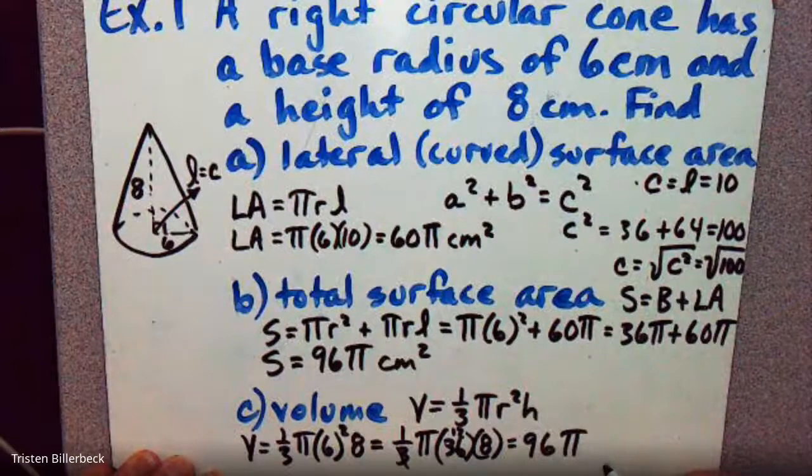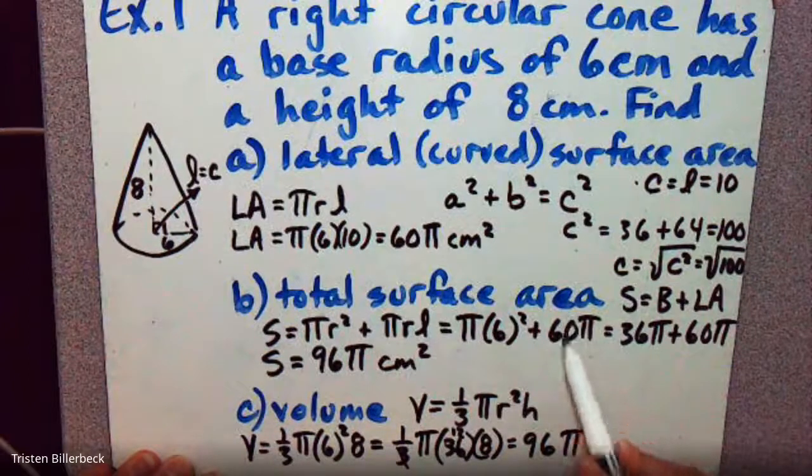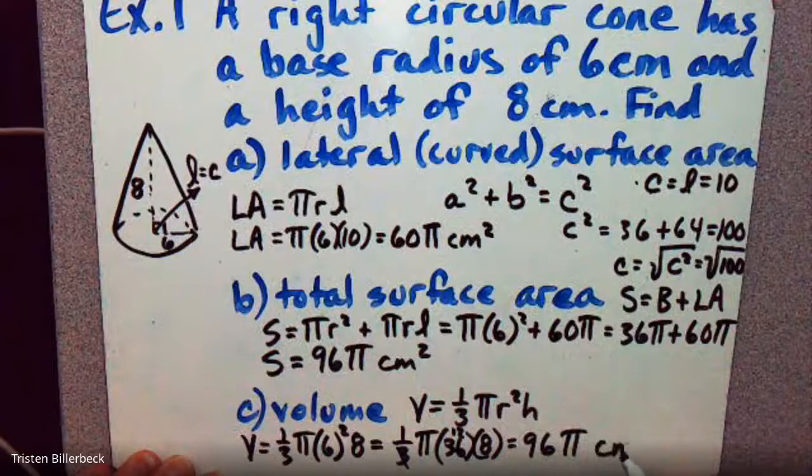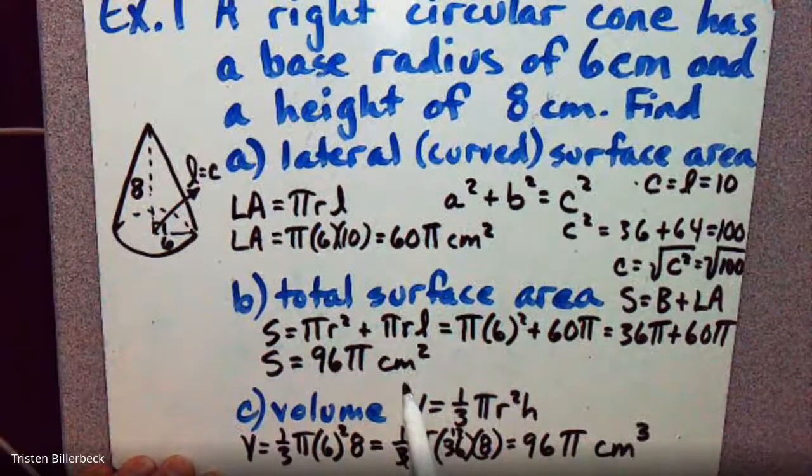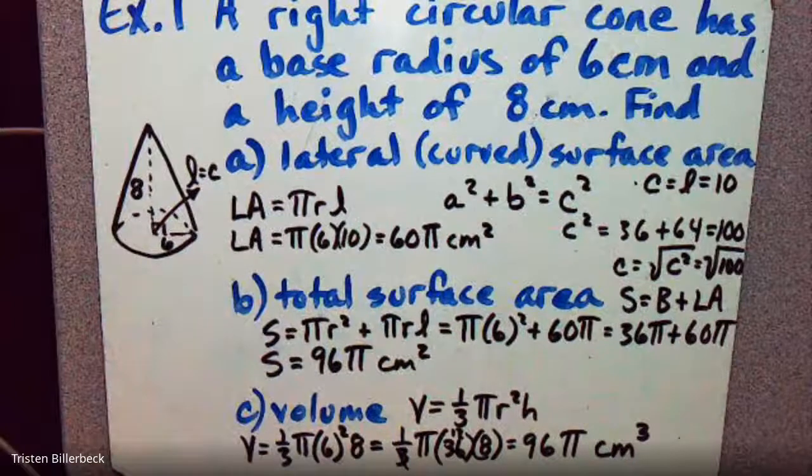But now we have to be careful because we're talking about volume, which is 3-dimensional. Area is 2-dimensional. So it's centimeters cubed, not centimeters squared. Centimeters cubed for volume. Volume is 3-dimensional. Think of water being poured in a glass.